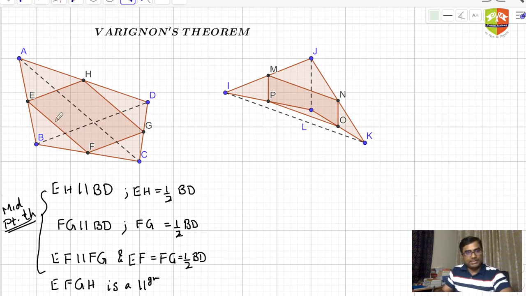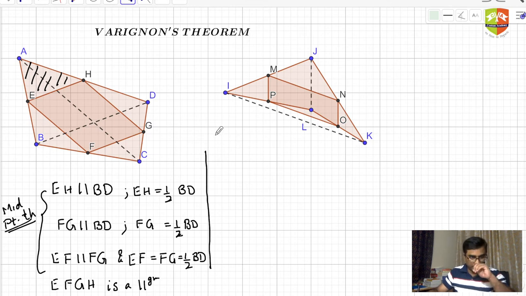Now the second part is: the area of EFGH is equal to half of ABCD. How do we do that? For that we will be needing one more theorem. That theorem suggests that the area of this top triangle here, if I just mark these lines over here, triangle AEH will be 1/4 of the area of triangle ABD. How is that possible?